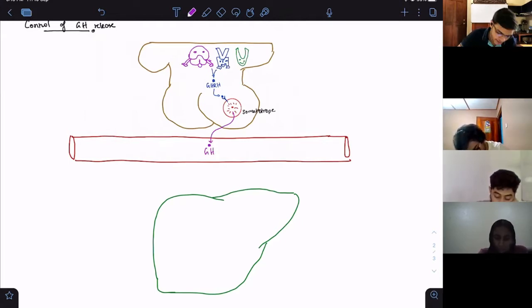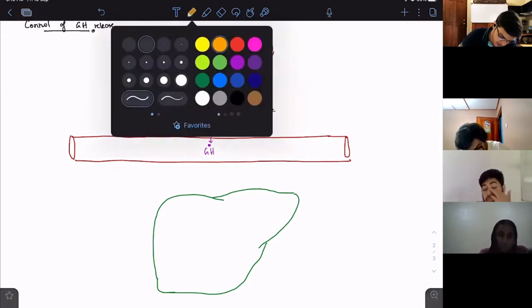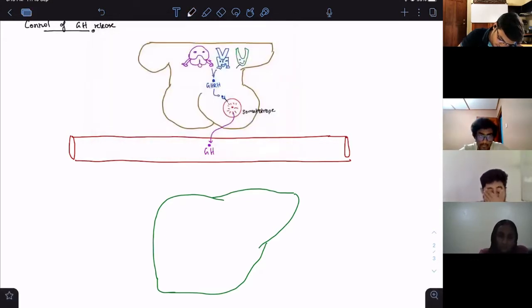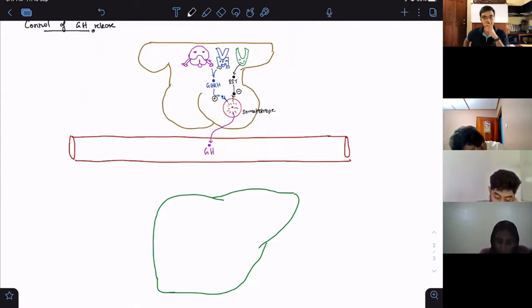What does the periventricular nucleus produce, guys? Somatostatin. And somatostatin, what can it do? It can bind here and give an inhibitory signal. And if somatostatin comes and binds, what will happen? Growth hormone will reduce. Now everyone knows this. Up to this point, all should be clear. Now we'll take a step further from here.